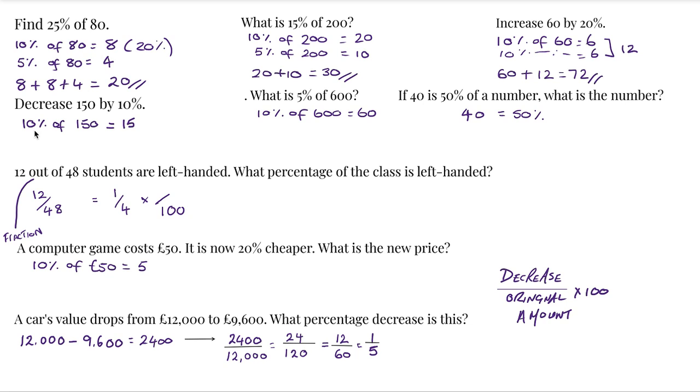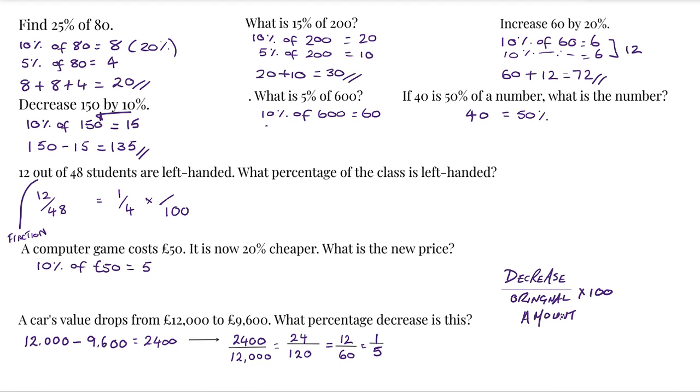Decrease 150 by 10%. 10% of 150 is 15. It wants us to decrease it by the 10%, sorry. So it's going to be 150 subtract 15, and our answer is 135. Once again, remember to decrease.